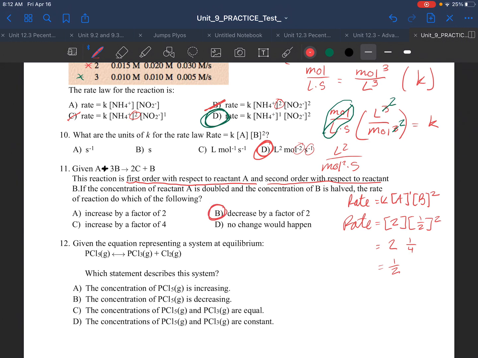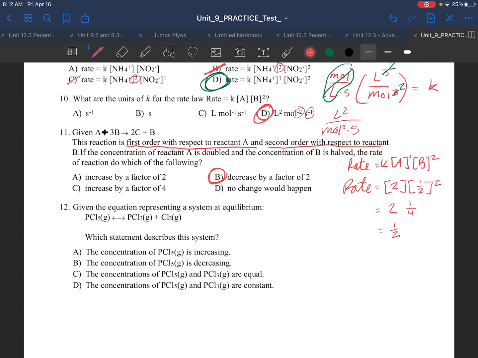All right, number 12 here. Given this equilibrium, which statement describes the system? It doesn't matter what type of equation I put. I could put any equilibrium equation here. The key is knowing the definitions of equilibrium. Concentrations are constant. They do not have to be equal, so it couldn't be C, and these ones talk about them changing. The definition of equilibrium is when your concentrations are constant.